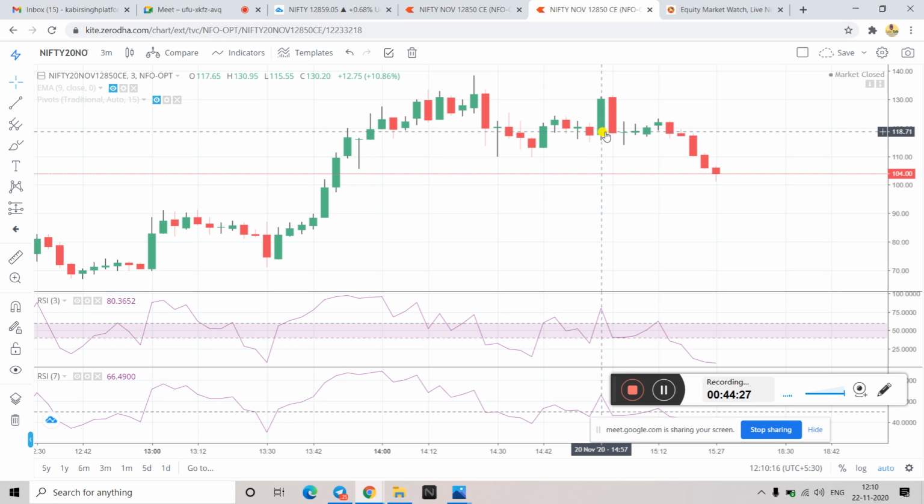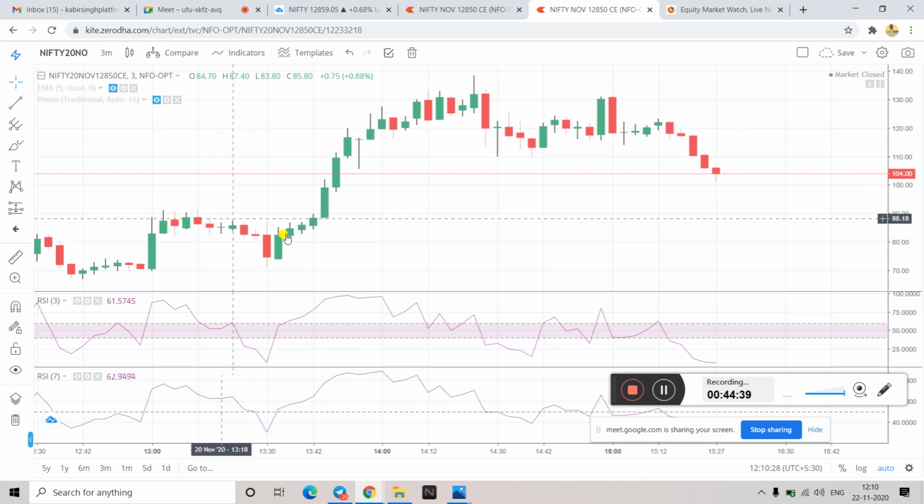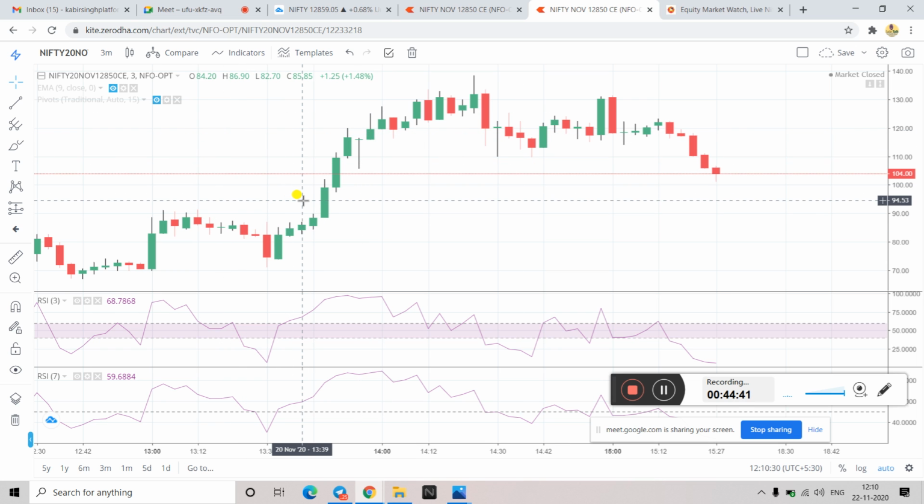It is not like every time you'll get the targets, so you'll get stop losses also, but the stop losses are very small. The stop loss is just the candle low. So this advantage is there, and of course you can trail, like you'll get such scenarios. That is one thing.